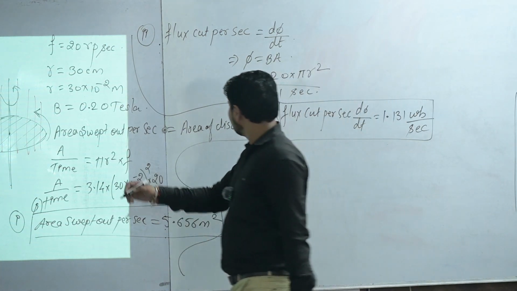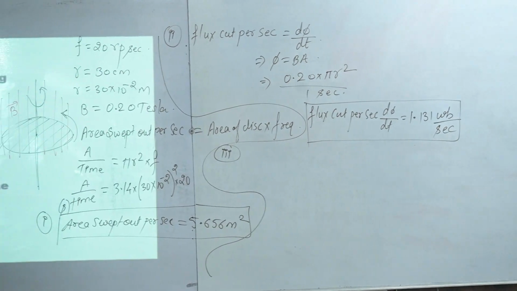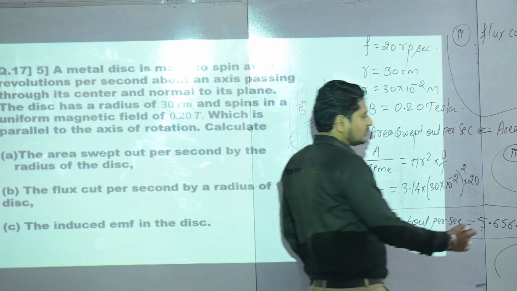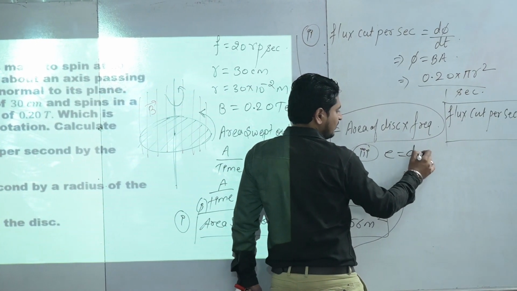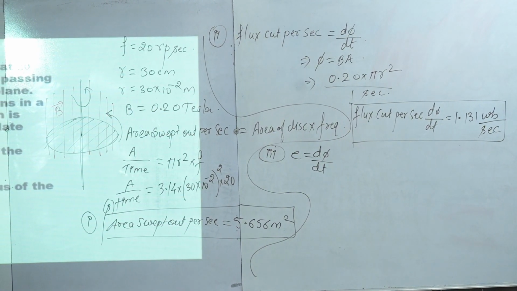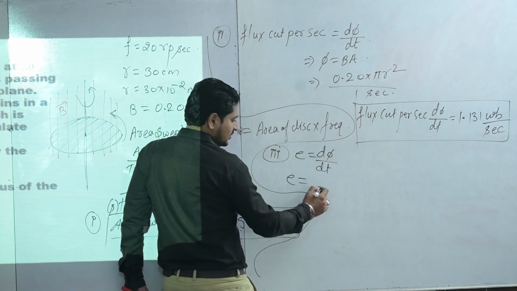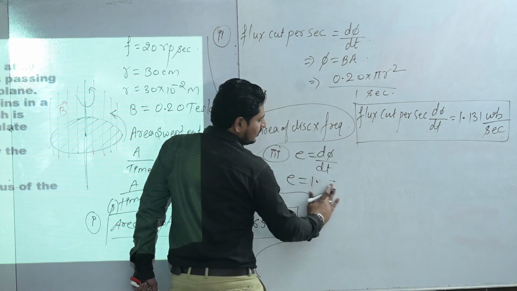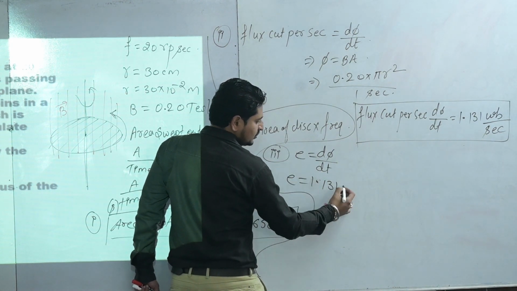Clear? And the third term, we have to calculate the third term. What is our third term? See here, the induced EMF in the disc. If I am taking the magnitude of induced EMF in the disc, the formula according to Faraday's second law of electromagnetic induction is d phi by dt. Clear? And again we have the value for d phi by dt, 1.131 Weber per second. So we can put it directly here. So this is 1.131 volt, the magnitude of induced EMF.